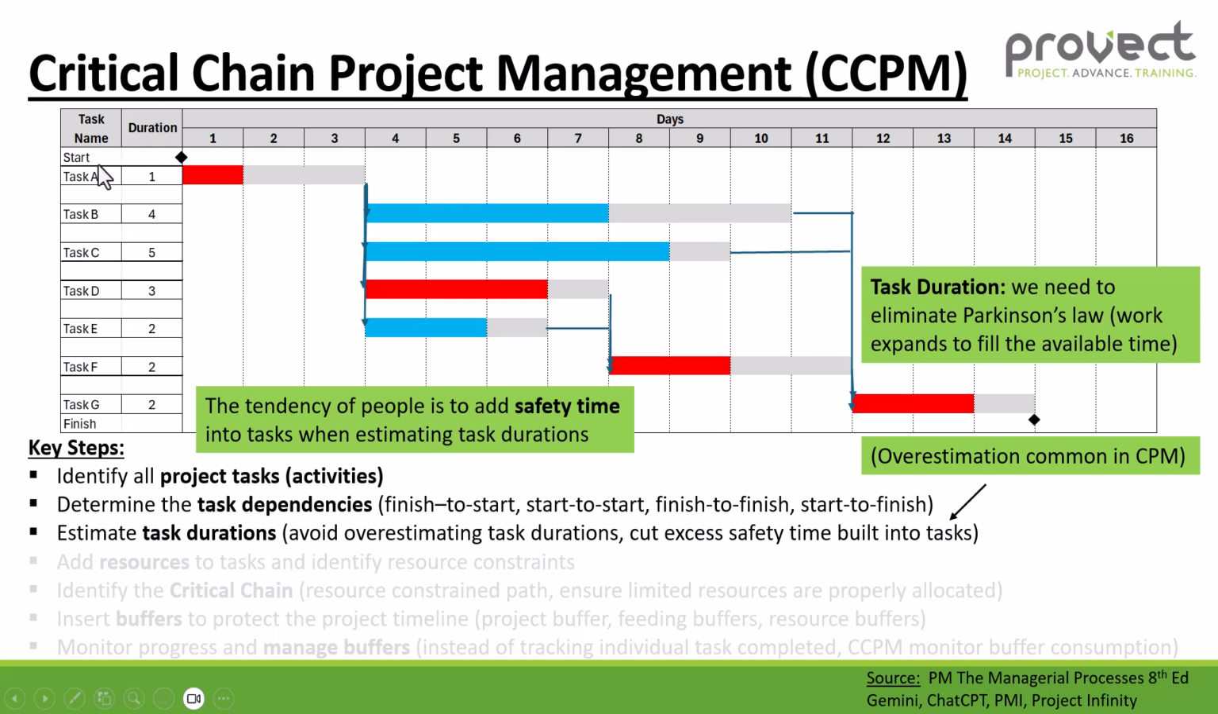So in task A, we've got a safety time of 2 days. So we've established that. So we can change the duration of task A to 1 day. Task B, we removed safety time of 1 to 3 days. So it becomes 4 days. The same with C, we removed 1 day of safety time. Becomes 5 days. D, removed 1 day of safety time, becomes 3. E becomes 2. F becomes 2, we removed 2 days. And then lastly, G, we removed 1 day of safety time, so it becomes 2 days, the duration.